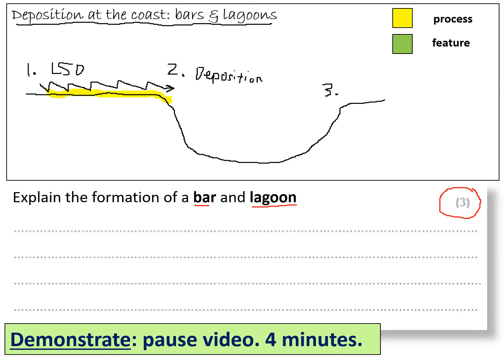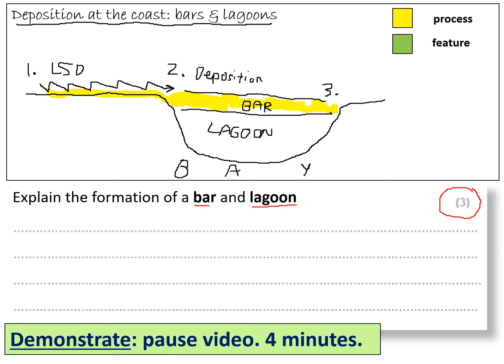So here's our sand being deposited across the mouth of our bay, and finally we end up with the formation of a bar and a lagoon behind it. I think the word across is really important here, because this describes what happens to the bar. The bar stretches across the bay, which is what it was before, creating the bar and the lagoon.